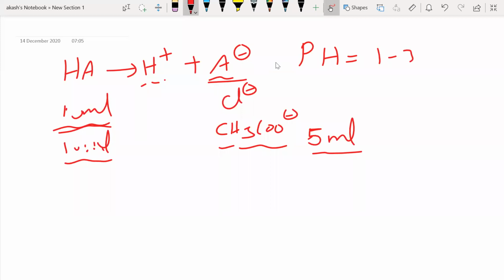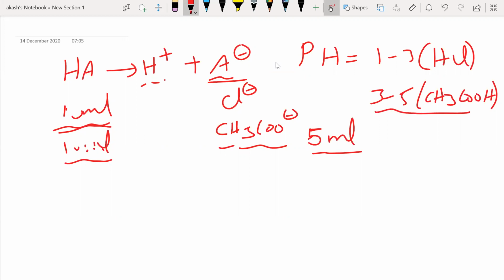It depends on the concentration, right? So this is for HCl. Now if it is for CH3COOH, you'll see that it will be around 3 to 5. This is for acetic acid, CH3COOH. So now you can understand that as the acidic strength decreases, the pH value increases. Whichever has a lesser pH value is a better acid, a stronger acid.